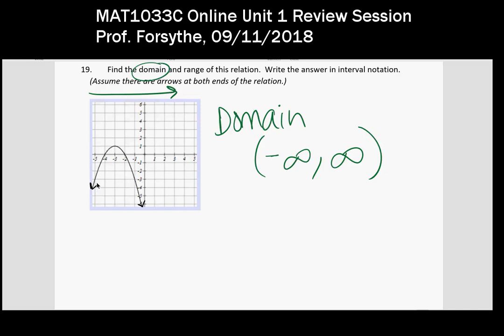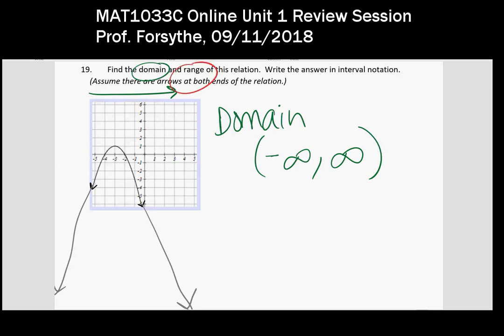It's negative to positive infinity. It starts all the way, because technically this is going on and on and on, and this is going on and on, but we just can't see that. So your domain is all real numbers. It does not stop. It just keeps going.